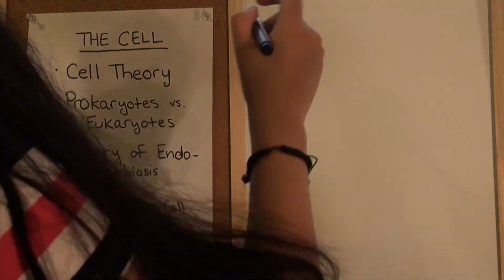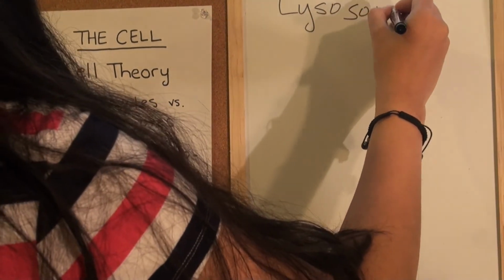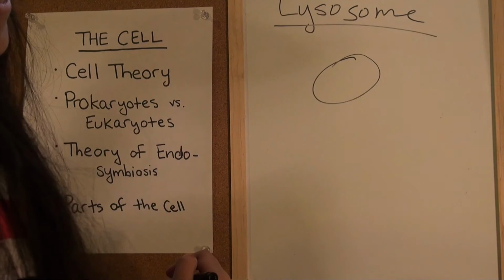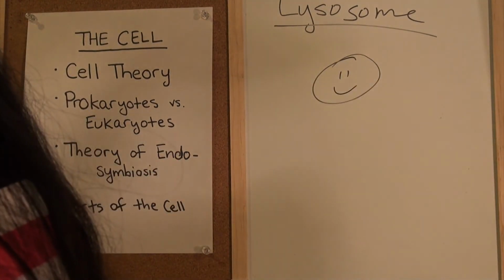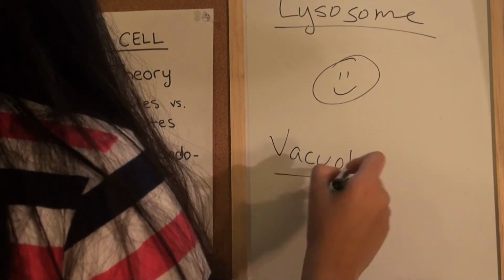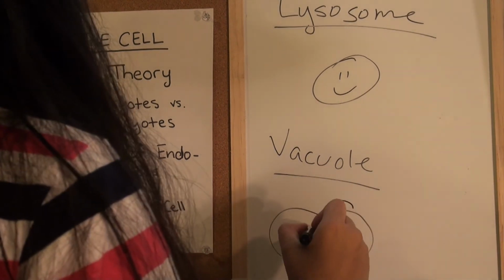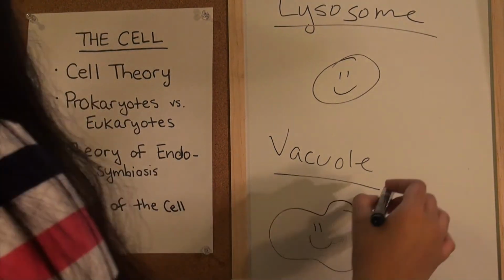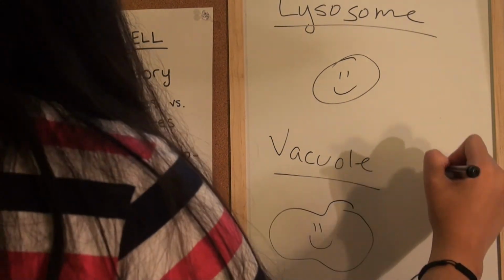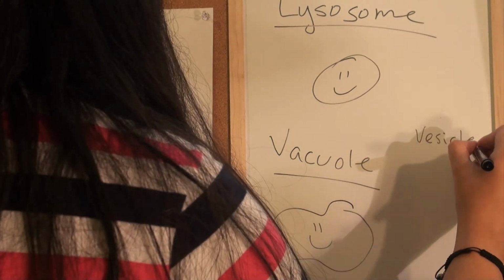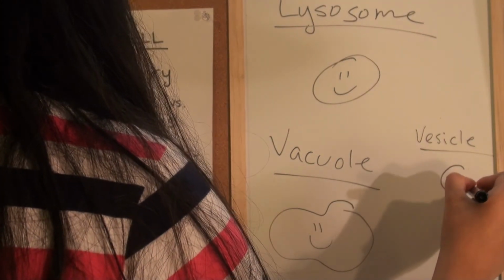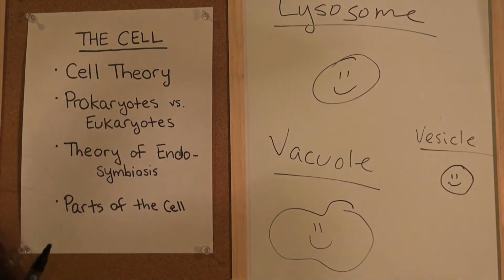Moving on to the lysosome. The lysosome is a site of cellular digestion and is involved in apoptosis or cell death. The next organelle is the vacuole, which is a storage site of the cell. This is where your fat or adipose is stored. A vesicle is just a smaller vacuole and is involved in the synapse between nerve impulses.